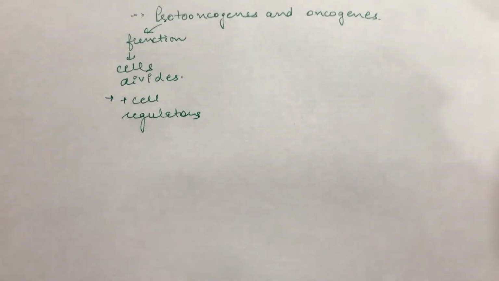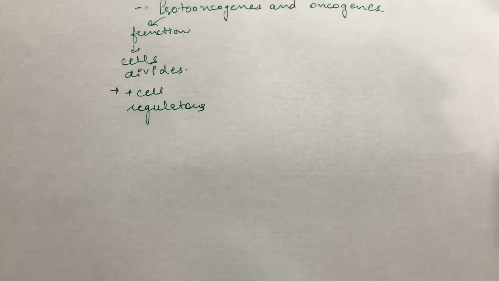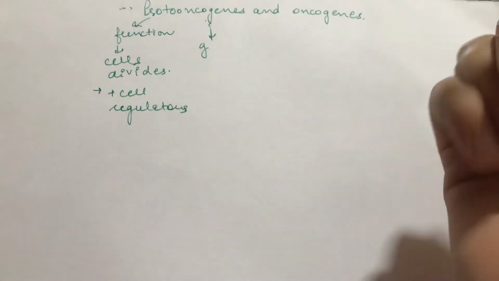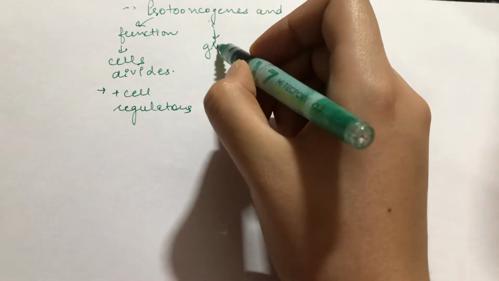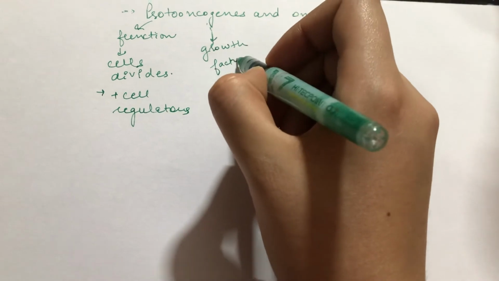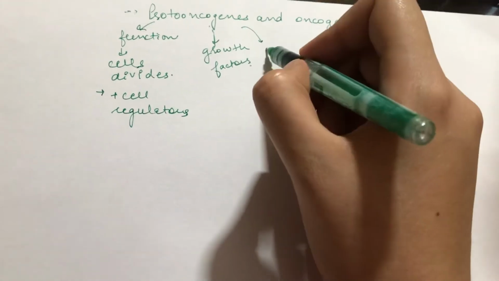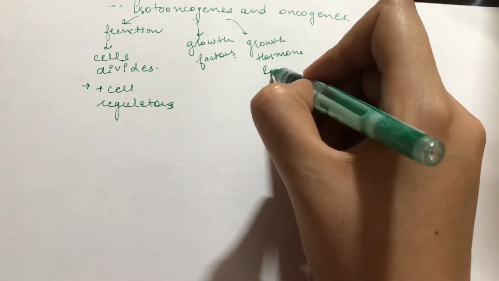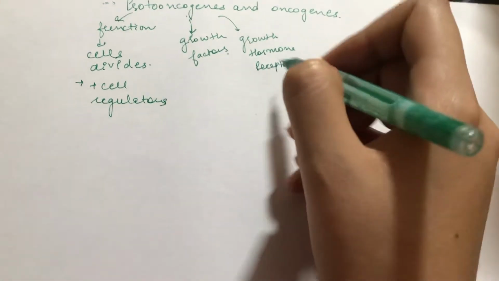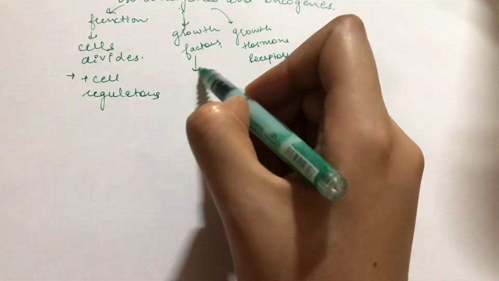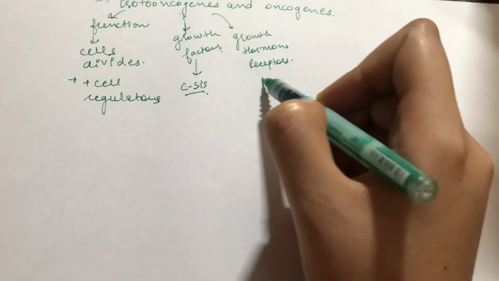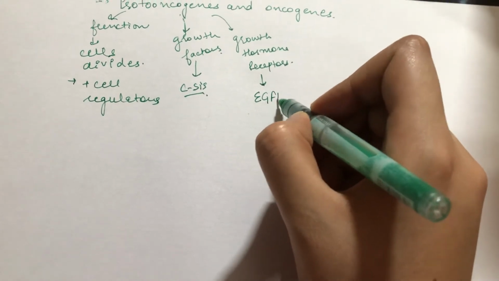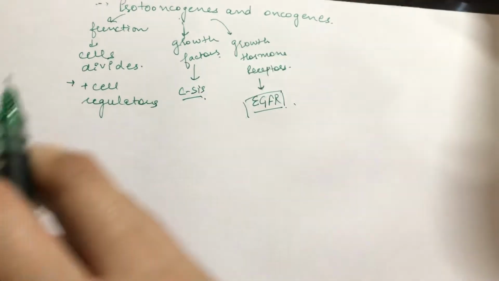So these protooncogenes are classified in many ways, but here we are mentioning some of them. Like there are growth factors, there are growth hormone receptors, okay. So these growth factors are like c-sis, and these growth hormone receptors are like epidermal growth factor receptors. So these are basically types of protooncogenes.